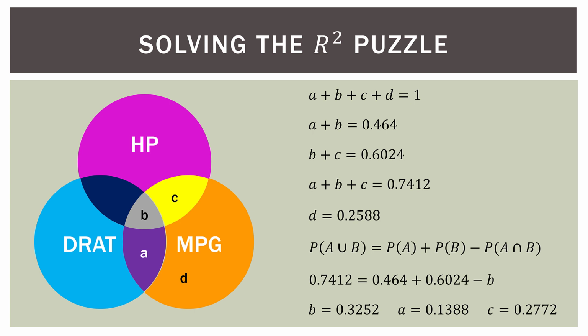Once we figured out what B was, we could go back up to the top here and substitute B in wherever we have A plus B or B plus C, do the subtraction, and we'll get just A and just C. D we already had, B we figured out. Those are the four values, the four R squares for A, B, C, and D.